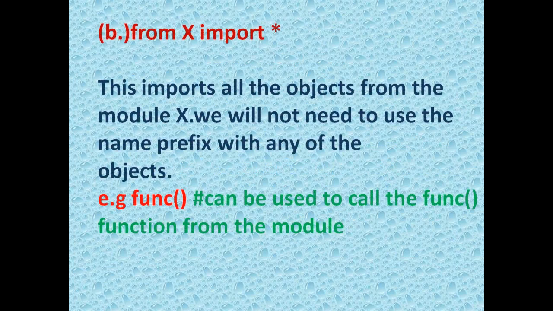The next is from X import star. This star is an asterisk. It means all. It imports all the functions that belong to the X module, so all the objects from the module X. We will not need to use the name prefix with any of the objects. If we are using this type of import, we need not write the name of the module; we can directly call the function. For example, this function C can be called without the prefix name.